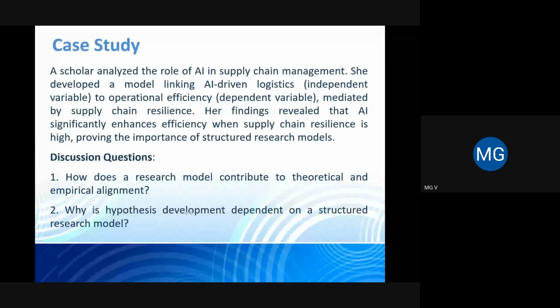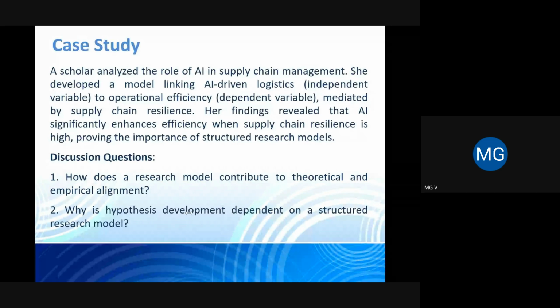So, how does a research model contribute to theoretical and empirical alignment? Basically, it ensures that theoretical constructs and empirical data interact coherently, enhancing research credibility. I understand it is difficult in the beginning, but slowly and slowly with the flow you will start responding.